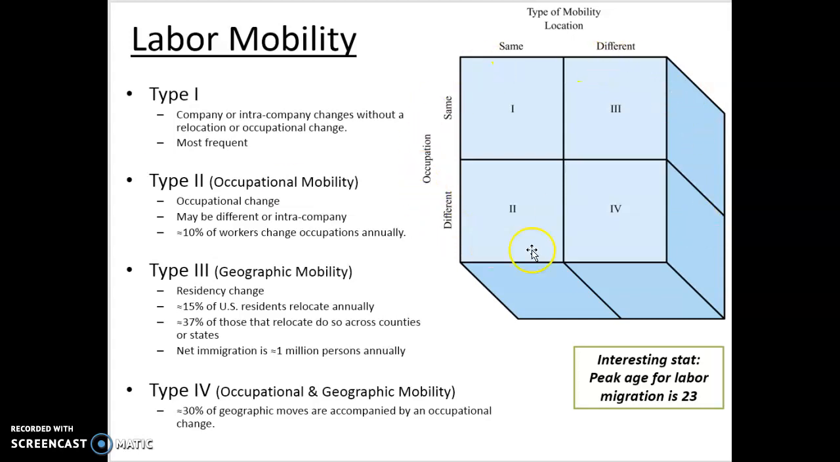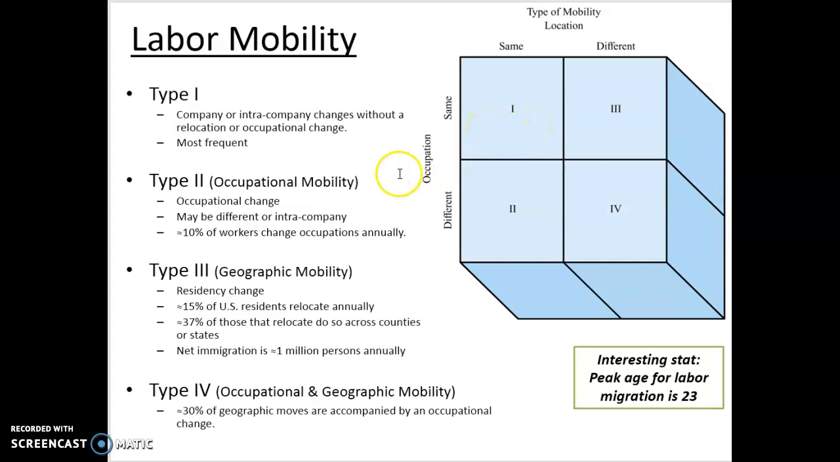This illustration here helps us understand types of mobility. There's locational mobility, and then there's occupational mobility. And there are different combinations. So type 1 would be same location, same occupation. An example of this might be a UPS driver in San Diego who becomes a Federal Express driver in San Diego. Again, same location, San Diego, and same occupation, a driver.